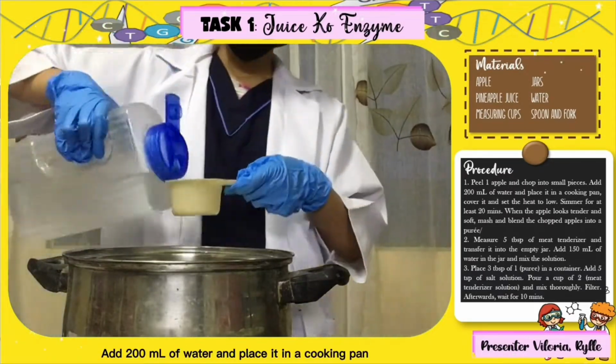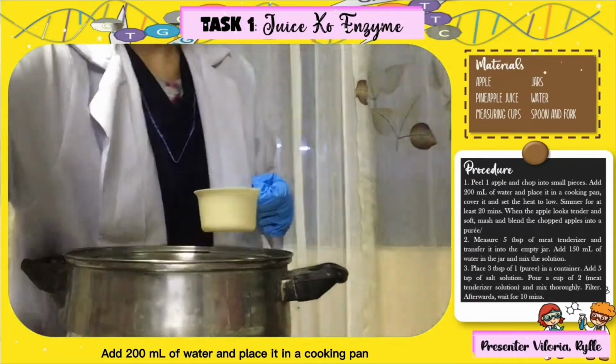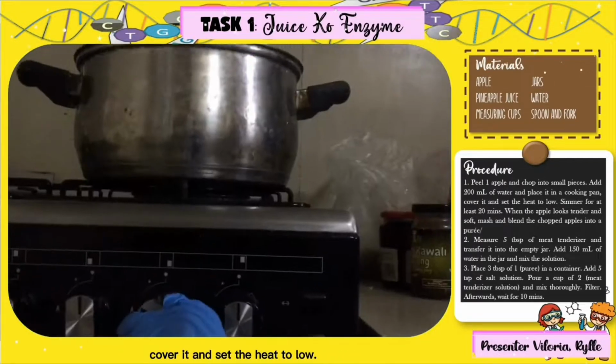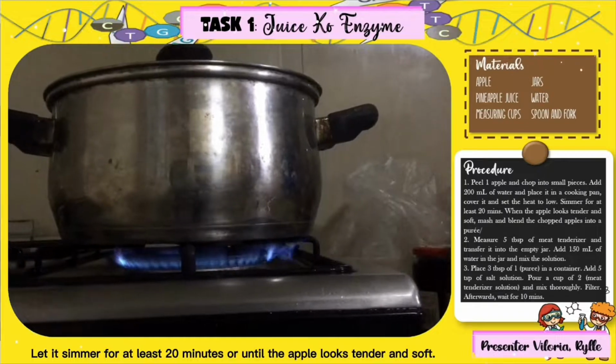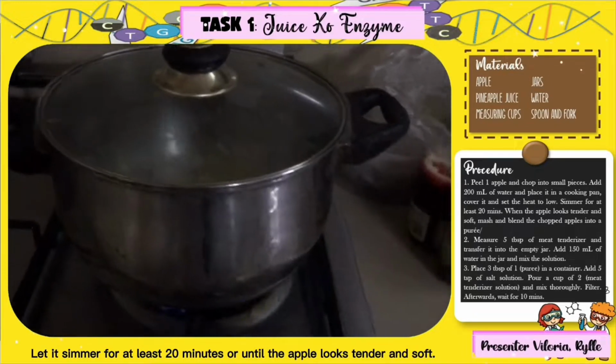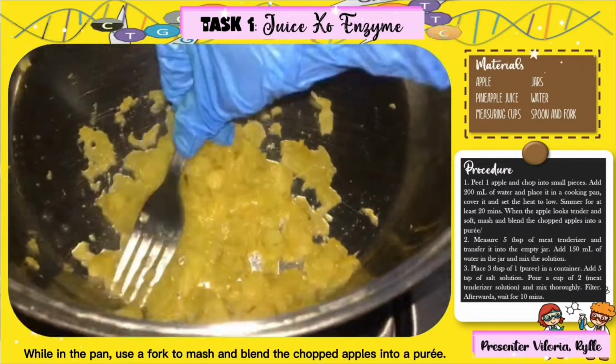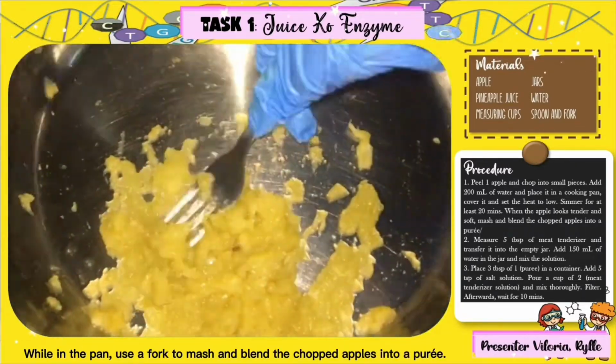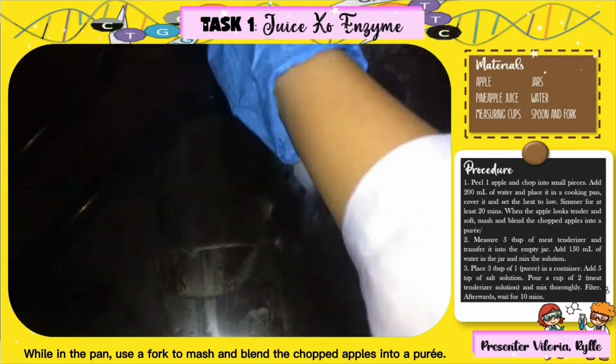Add 200 ml of water and place it in a cooking pan. Cover it and set the heat to low. Let it simmer for at least 20 minutes or until the apple looks tender and soft. While on the pan, use the fork to mash and blend the chopped apples into a puree.